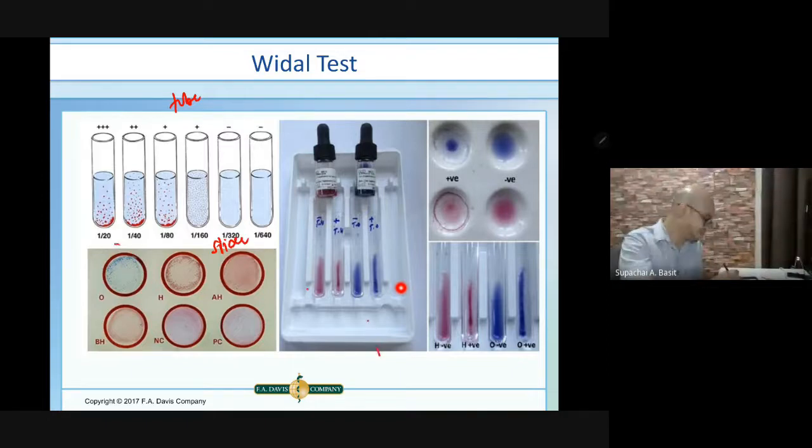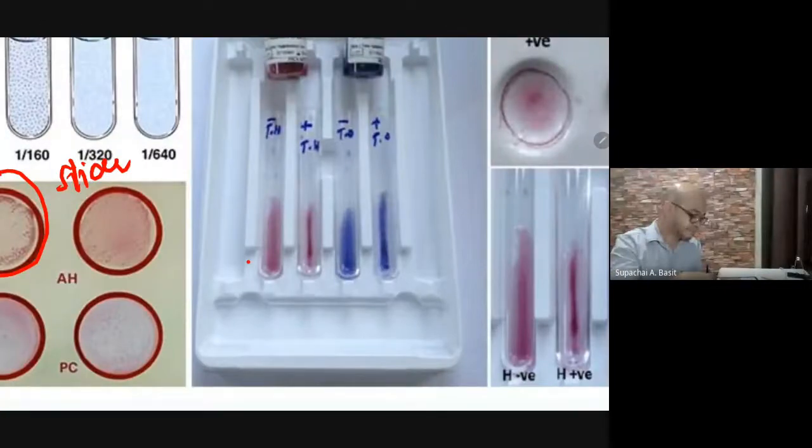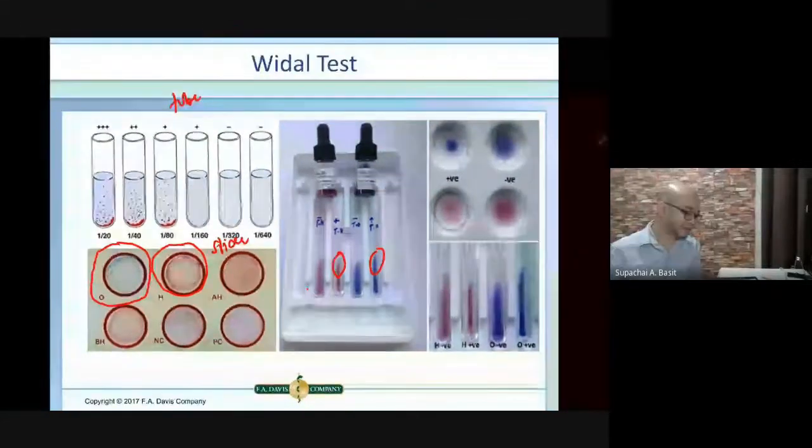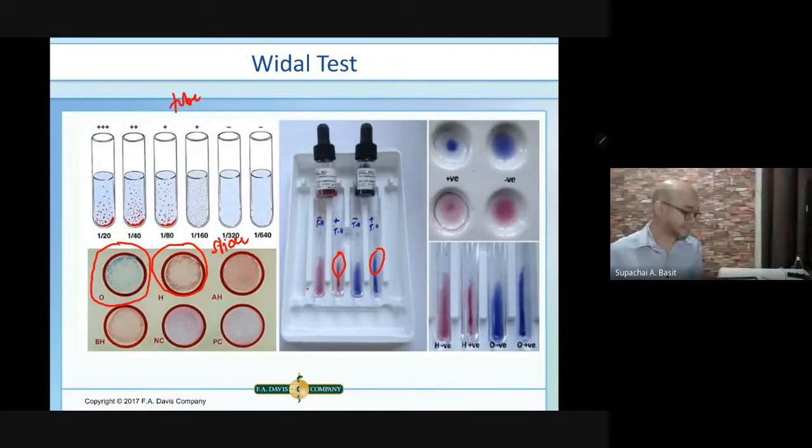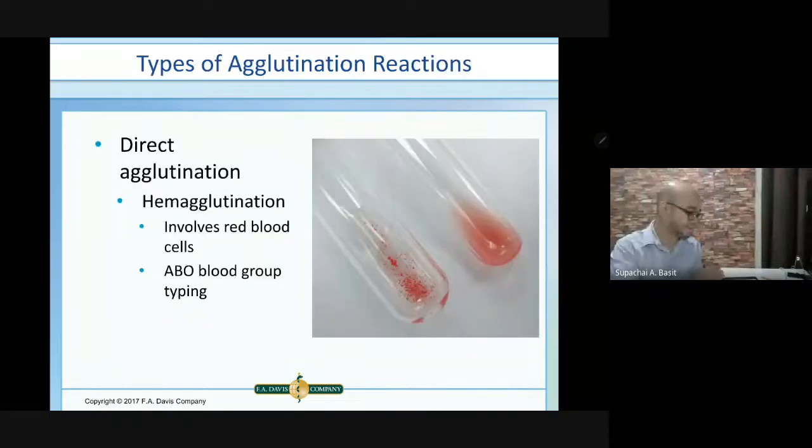So let's say, for example, this is the agglutination with the O antigen, and then you'll be able to see agglutination with the H antigen. Here, you'll be able to see clumping. Okay? So that is an example of direct bacterial agglutination test. Okay, so that's the Widal test.